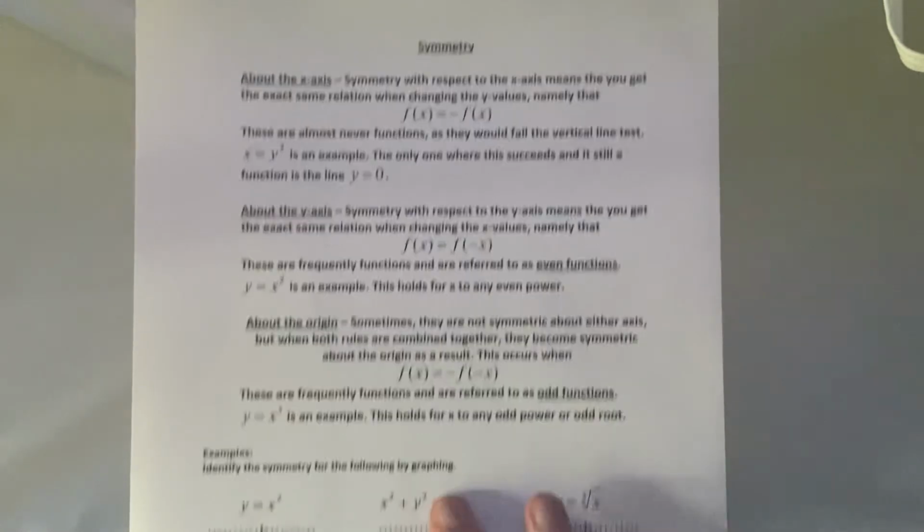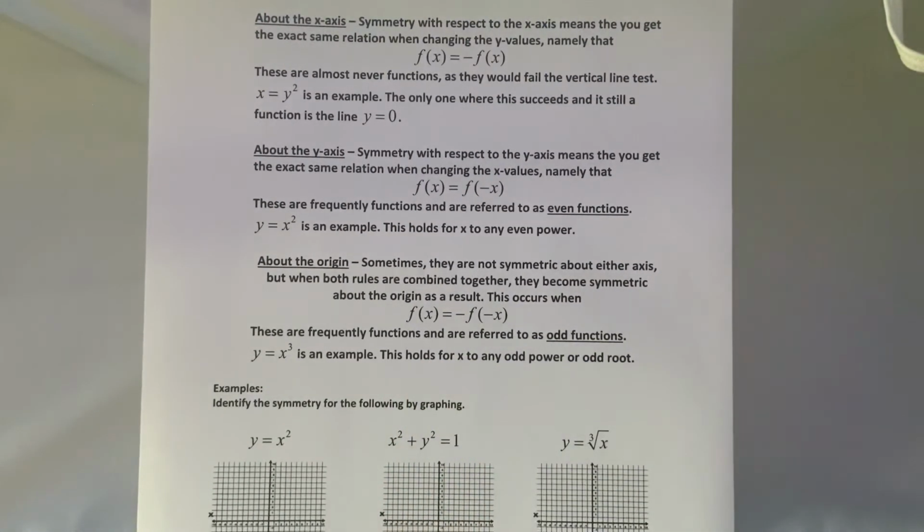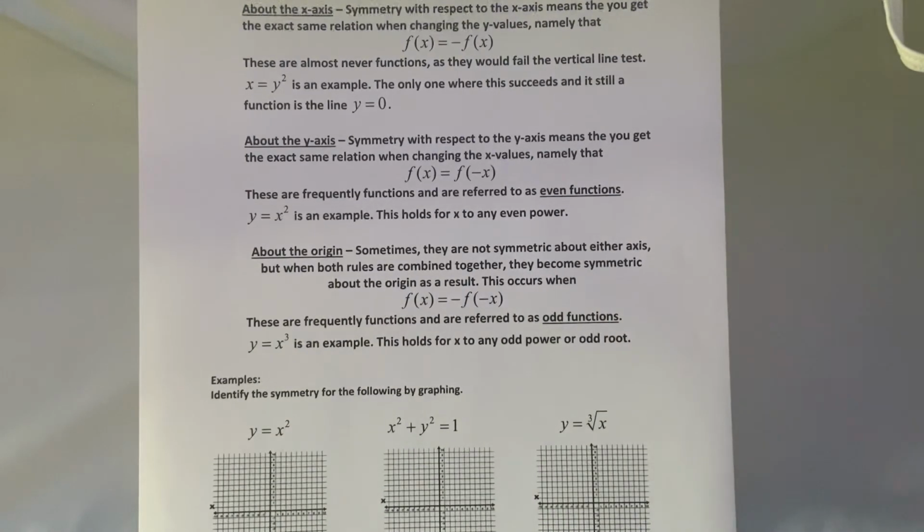About the y-axis, when you can reflect left and right and the function is the same, f of x has to equal f of negative x. These are called even functions, and that's because x to any even power is an even function. Symmetry about the origin is when you reflect it across the x-axis and y-axis together, or rotate it 180 degrees, and it's the same function. So that's where f of x equals negative f of negative x, and these are called odd functions. All odd powers of x and odd roots are odd functions.